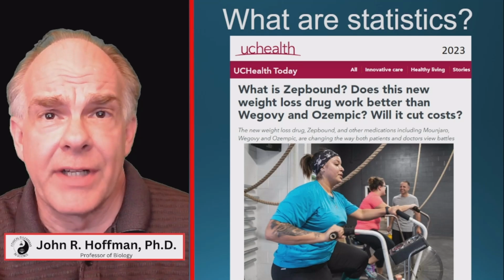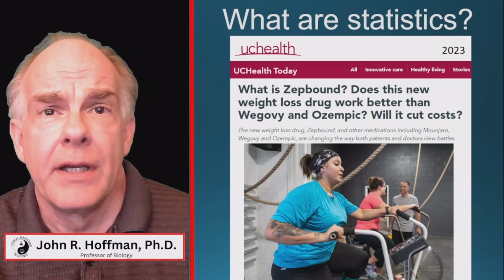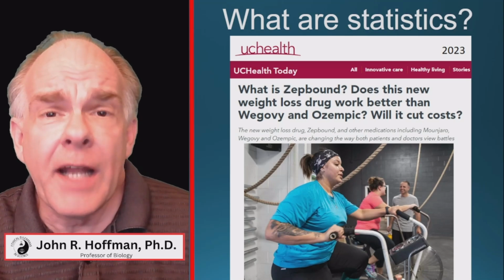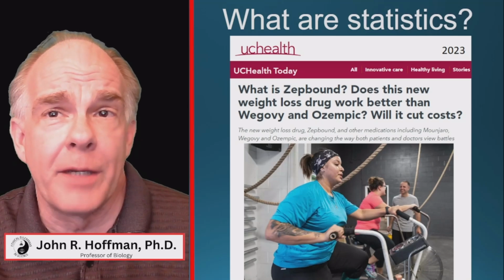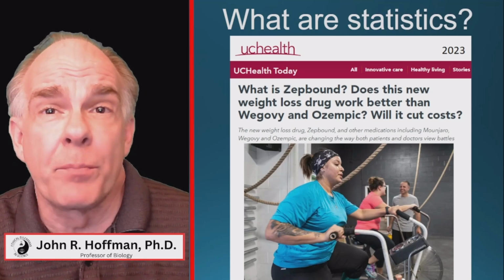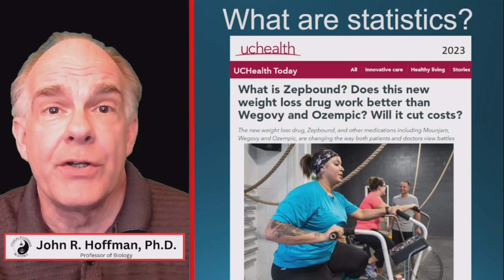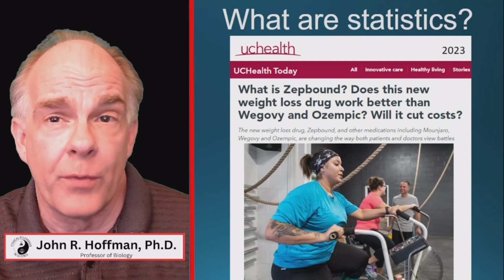A second type of statistics is used to make comparisons to determine if something is better or worse than something else. This type of statistics uses more complicated mathematical formulas, but it is important to science and the Food and Drug Administration to determine if a new medication is better than something already available.